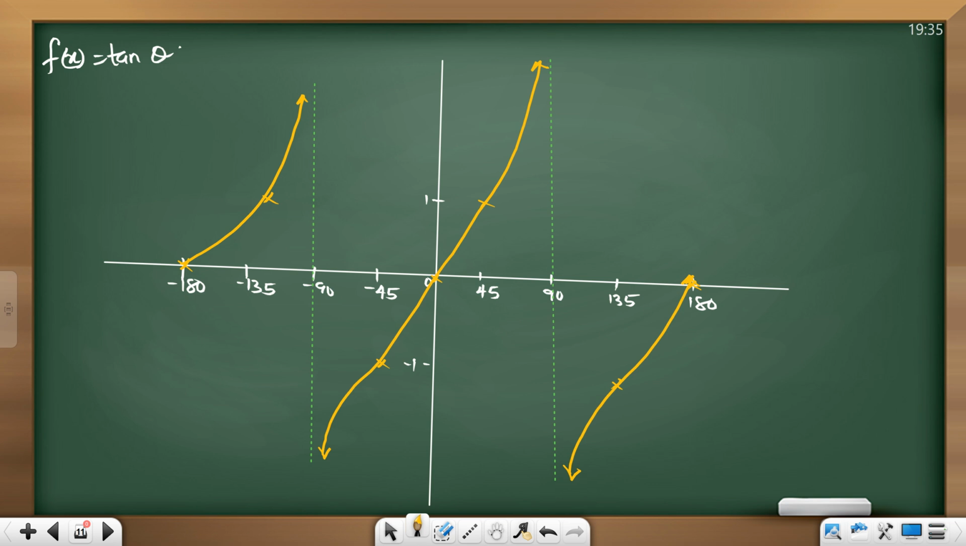And you can see the range here. Negative infinity to positive what? Infinity.